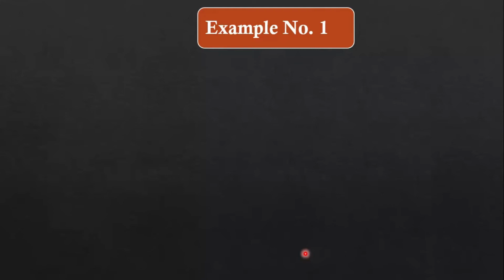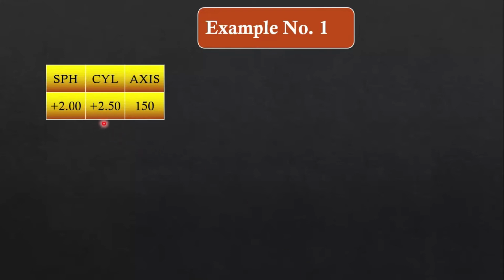So friends, let's do some more examples to clear all the doubts if you have any. Example number 1. If the prescription is plus 2 diopter sphere with plus 2.50 diopter cylindrical at the axis of 150 degree. So, for new spherical, we need to add the algebraic sum of the given value of spherical and cylindrical. Now, in this example, the algebraic sphere is plus 2 and algebraic cylinder is plus 2.50. After adding algebraic numbers plus 2 and plus 2.50, you will get the new spherical value, that would be plus 4.50 diopter sphere.